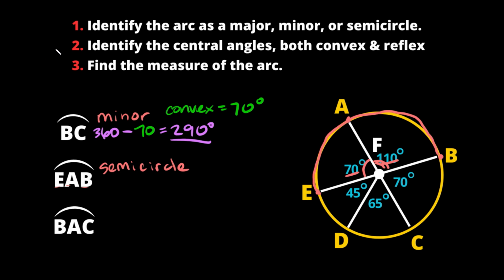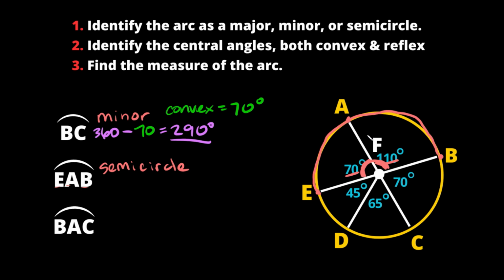All right, now question number 2 just says, identify the central angles, again, both convex and reflex. So first of all, let's just identify the regular central angle. So from E to A to B, right? So that was just this angle right here. So that's the central angle. Now we just need to figure out which side is the convex and which side is the reflex.